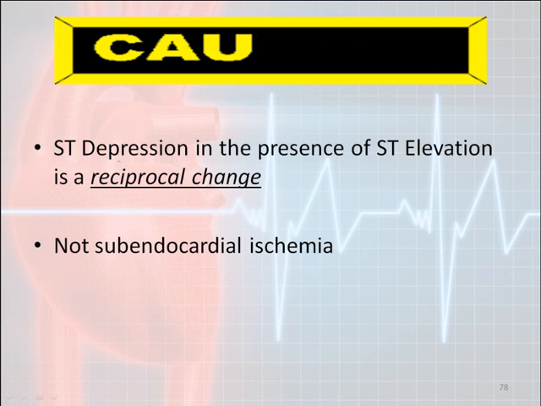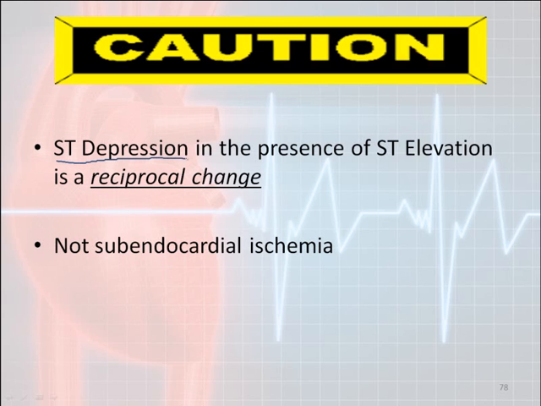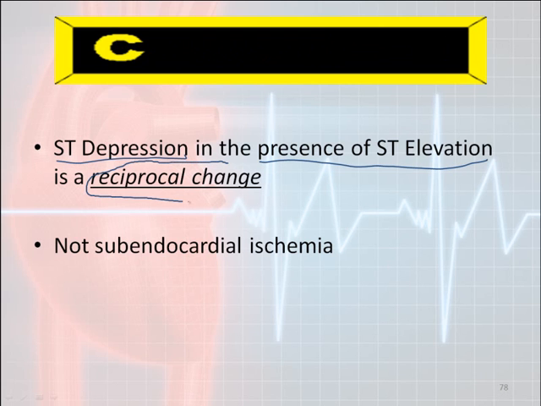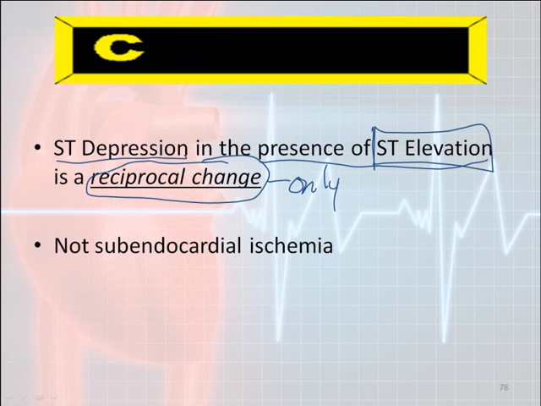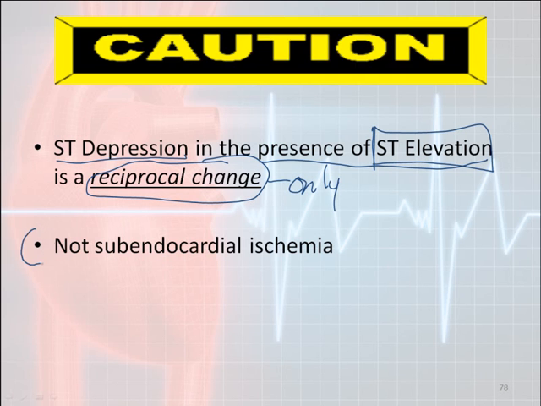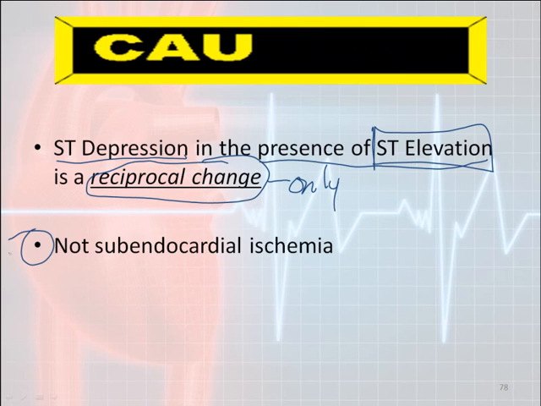ST segment depression, which we normally consider subendocardial, but ST segment depression in the presence of ST segment elevation is a reciprocal change only. Just consider this a reciprocal change. Yes, it is possible there could also be some microembolization going on. At this point, we shouldn't be worried about that. If we have ST segment elevation, anything that is depressed is a reciprocal change, not subendocardial ischemia.